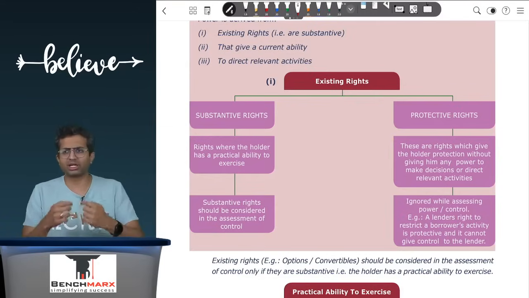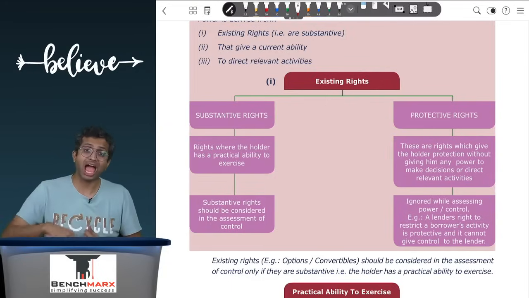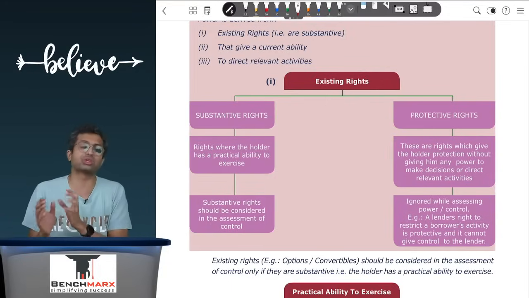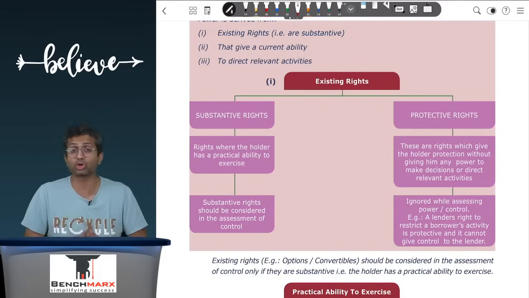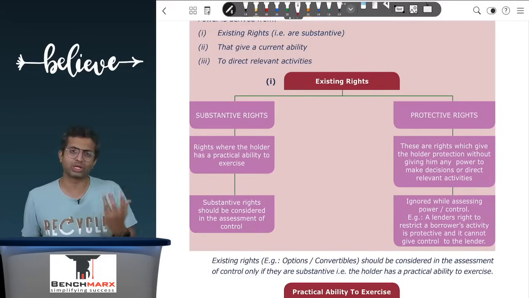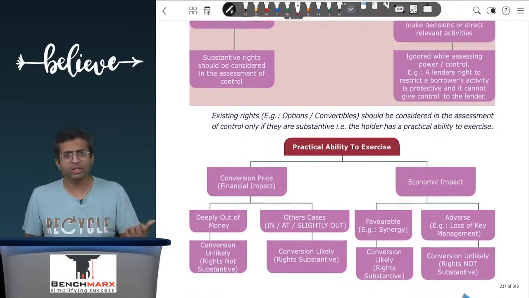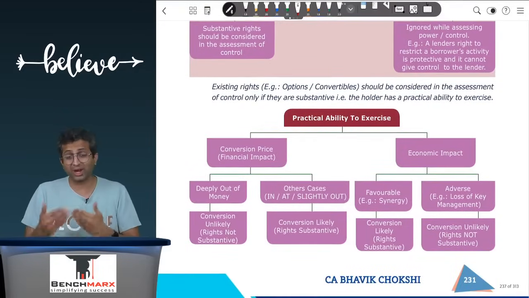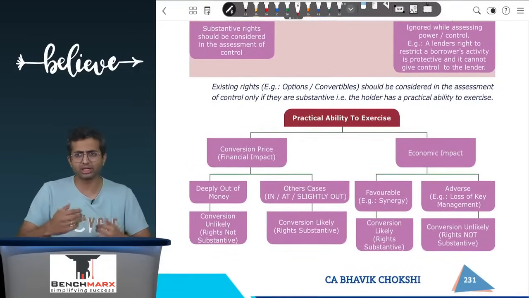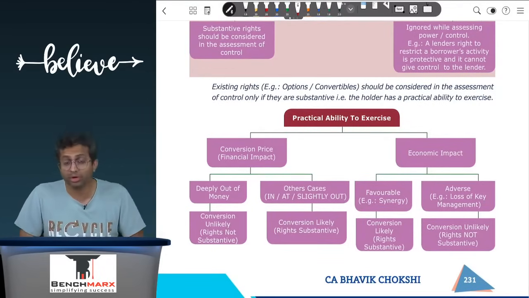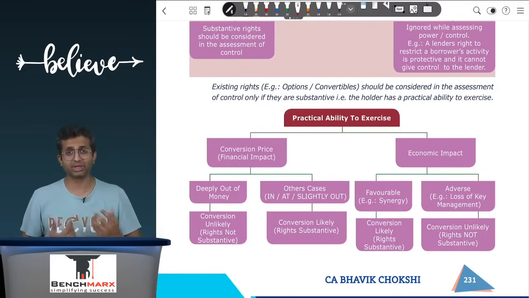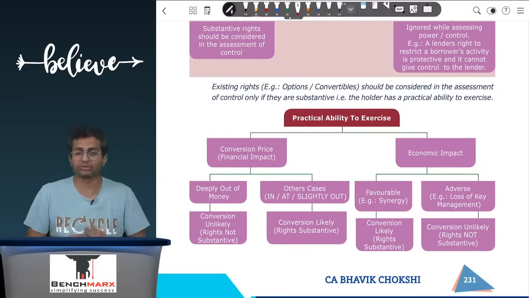And a substantive right, like for example, if I am holding a convertible debenture, should those shares that I can potentially get from these convertible debentures, these potential shares, be included in the assessment of control? Well, it depends. If I have the practical ability to exercise these convertible debentures. When will I have a practical ability? If the financial impact on conversion is favorable, like the market price is more than the exercise price, in which case it is highly likely that I will convert because I make a financial profit. Or there is an economic incentive, like for example, if I convert, I will get some synergies, that is cost savings, in which case I will like to convert.